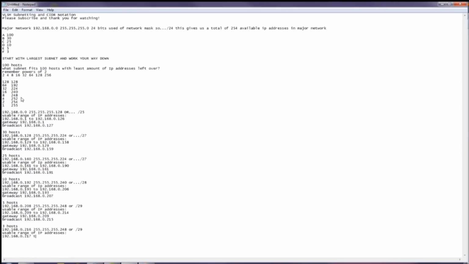That gives us a usable range of 192.168.0.217 to 192.168.0.222. That will give us a gateway address of 192.168.0.217, and the broadcast address will be 192.168.0.223. I was looking at the gateway address instead of the IP address. Sorry about that. Alright, so there you go.